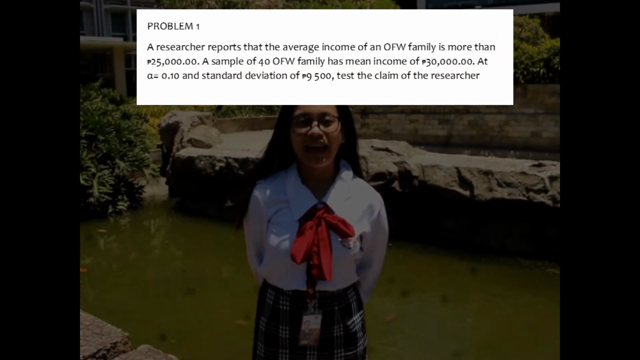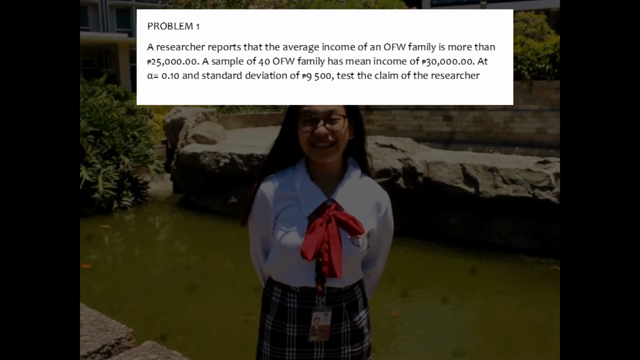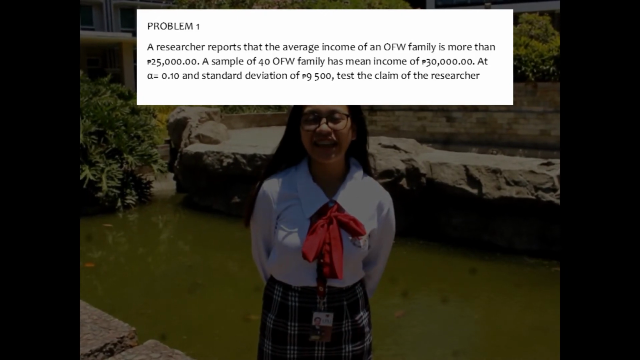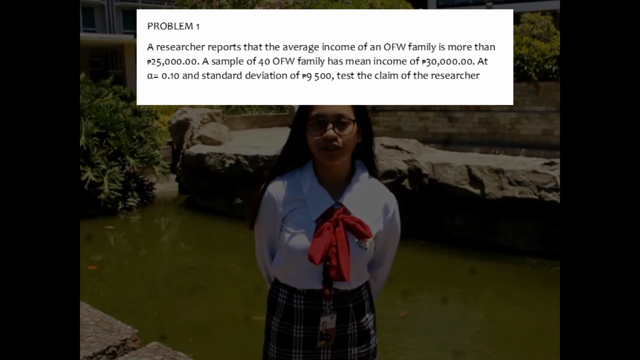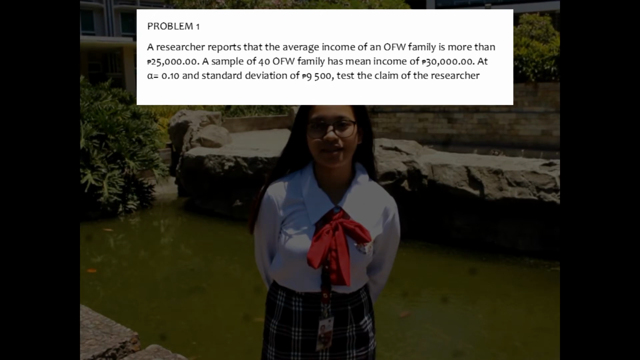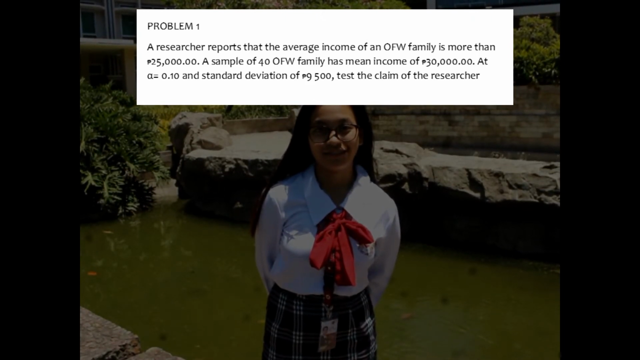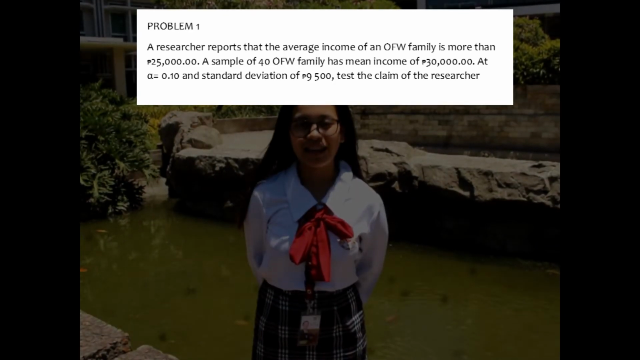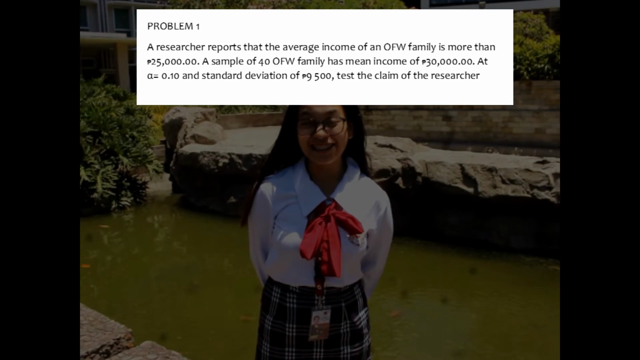Problem number 1. A researcher reports that the average income of an OFW family is more than 25,000 pesos. A sample of 40 OFW families has a mean income of 30,000 pesos. At alpha equal to 0.10 and standard deviation of 9,500, test the claim of the researcher.